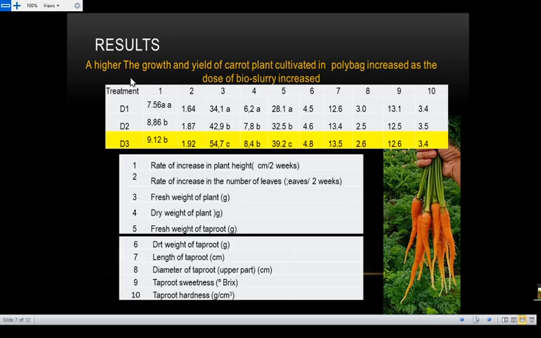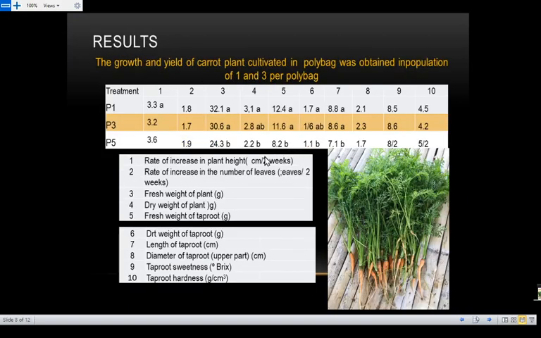The second experiment shows that growth and yield of carrot plants cultivated in polybag increase as the dose of bioslurry increases. This can be seen that in dose 3, a bioslurry dose of 20 gram per pot produces the highest growth rate as well as highest production.